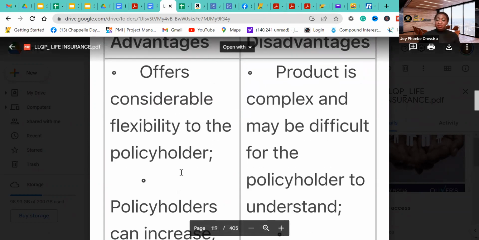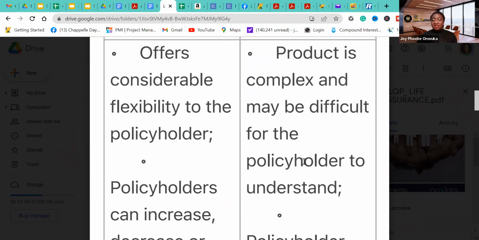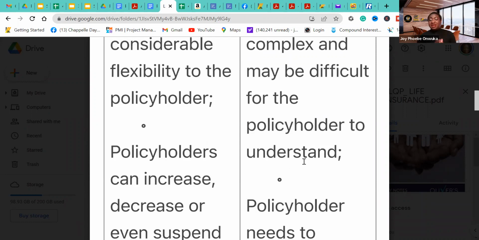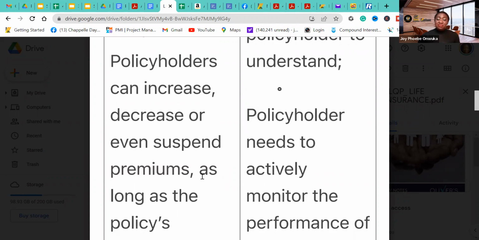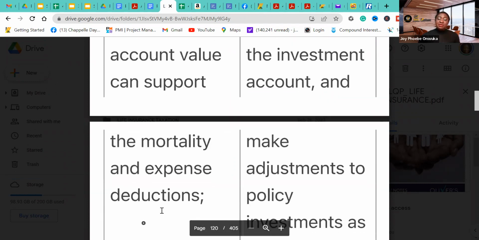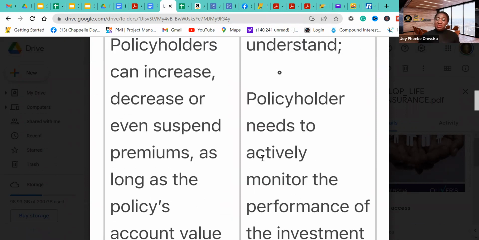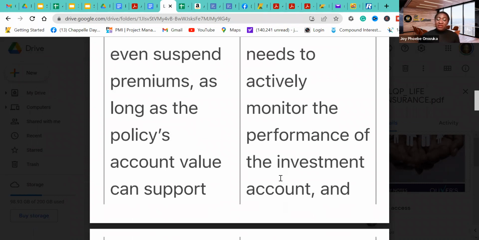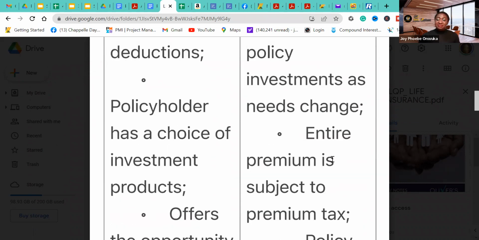However, the disadvantage is that the product is complex and may be difficult for the policyholder to understand. And that is why it's always important to work with your advisor on this. The policyholder can increase or decrease or even suspend premium as long as the policy account value can support the mortality and expense deductions. The disadvantage is that a policyholder needs to actively monitor the performance of the investment account and make adjustments to the policy investment as needed.